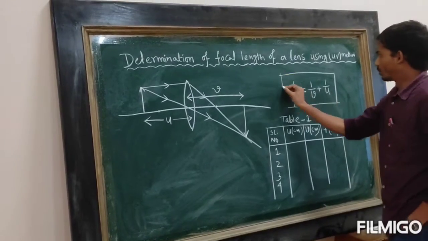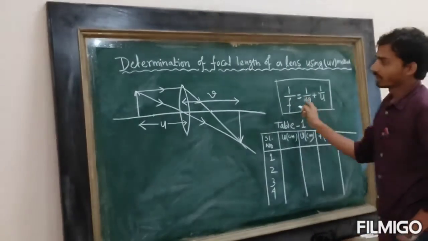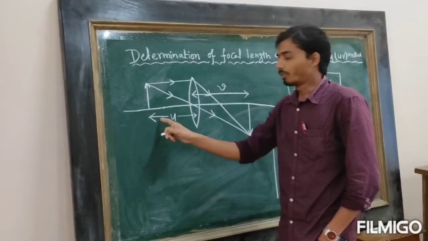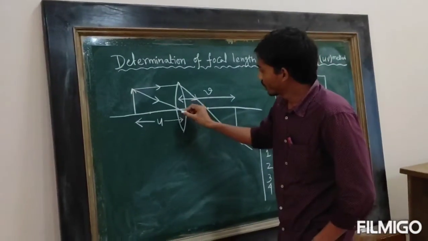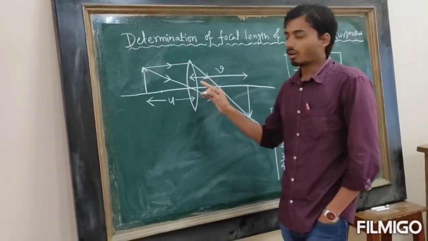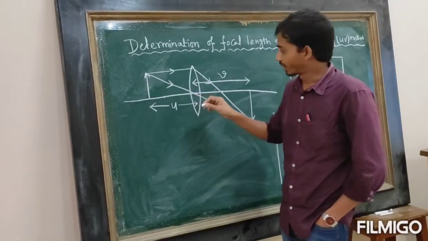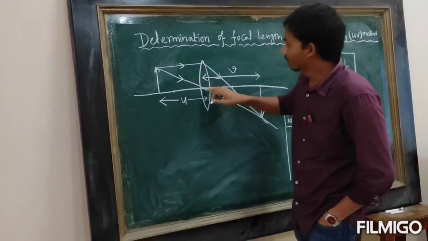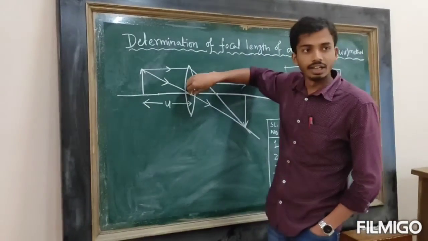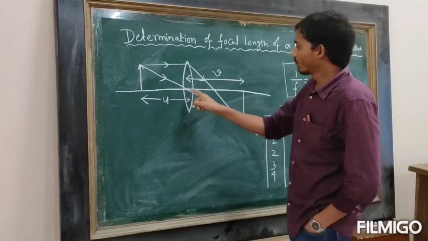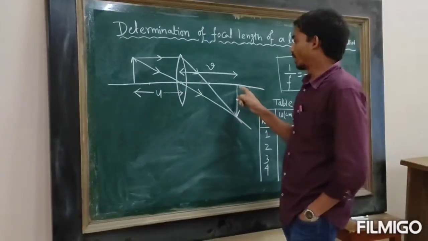Plus 1 by u. What is u? What is v? U is the object distance. All of you know the distance of the lens is always measured from the optical center. So suppose this is the optical center. Object distance is from the object to the optical center. It is u, and v is from the optical center to the image.